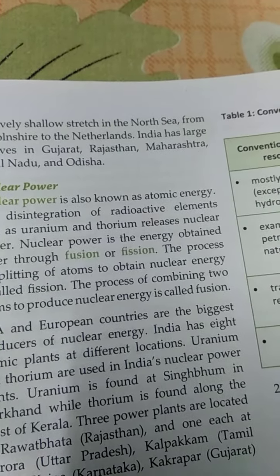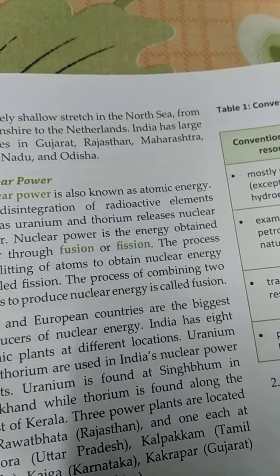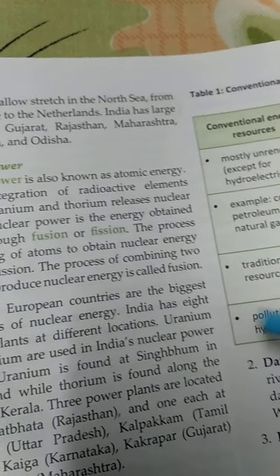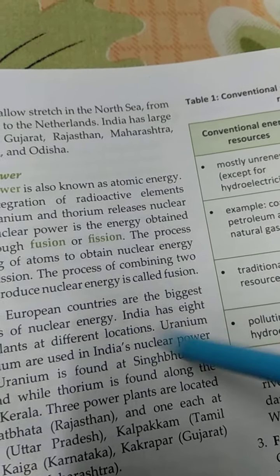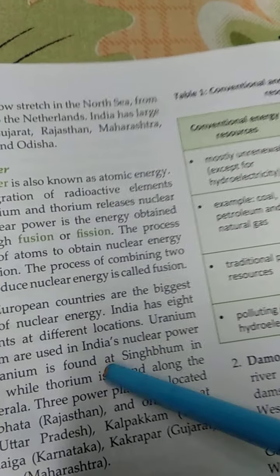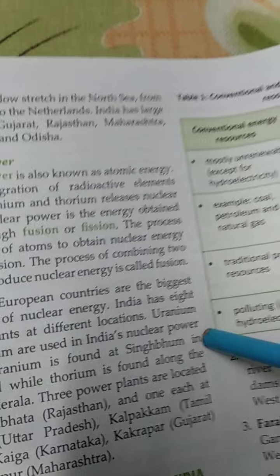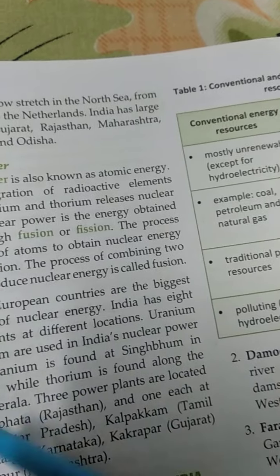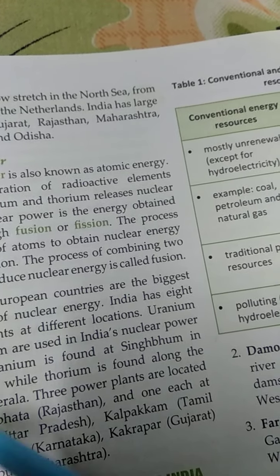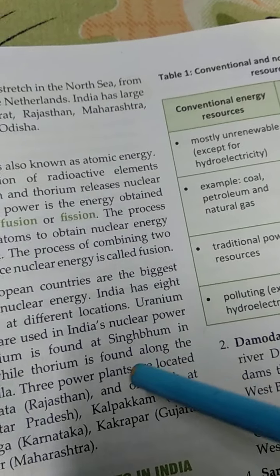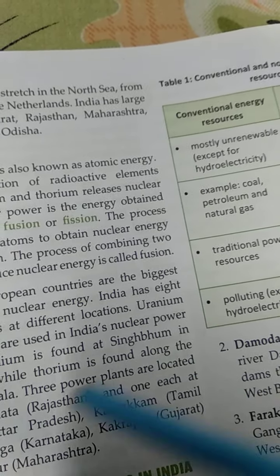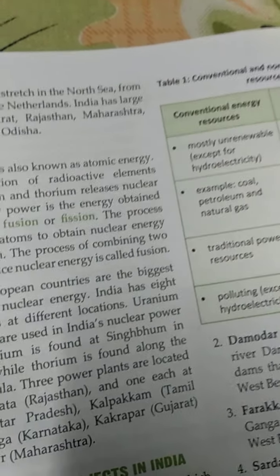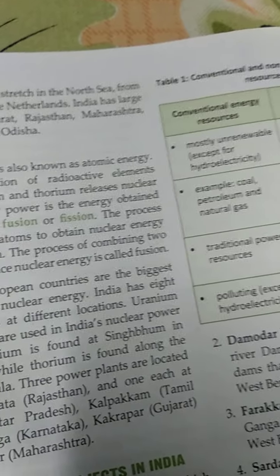Uranium and thorium are used in nuclear power plants. Uranium is found in plenty in Singhbhum in the Jharkhand area, while thorium is found along the coast of Kerala. The power plants are located in Rawatbhata, Rajasthan; Narora, Uttar Pradesh; Kalpakkam, Tamil Nadu; Kaiga, Karnataka; Kakrapar, Gujarat; and Tarapur, Maharashtra. These are the nuclear power centers in India.